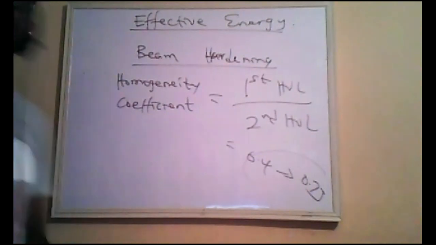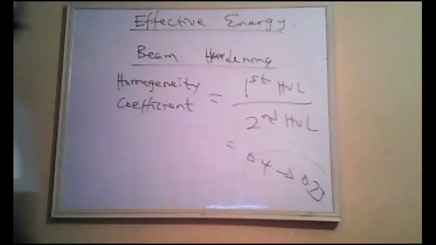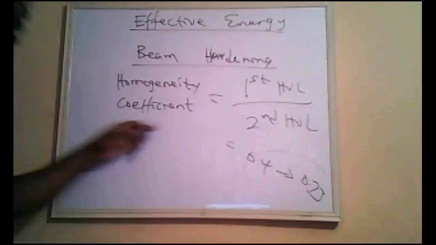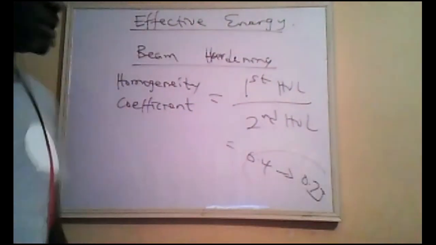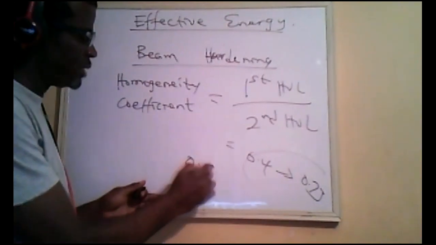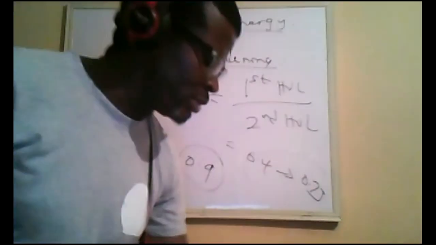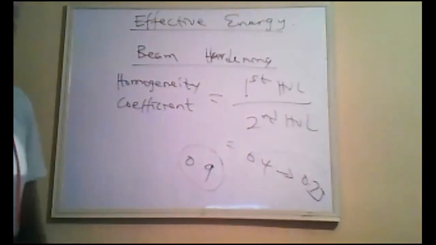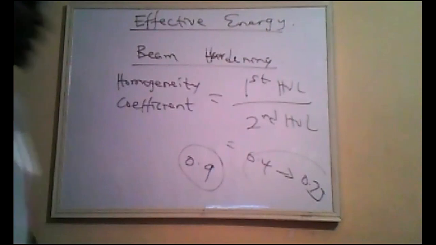That is why we normally use a filter, so that the homogeneity coefficient can be increased. So in mammography, you can have a homogeneity coefficient of close to around 0.9 because the beam has been so conditioned. The low energy beam has been removed so that it becomes almost a monoenergetic beam.